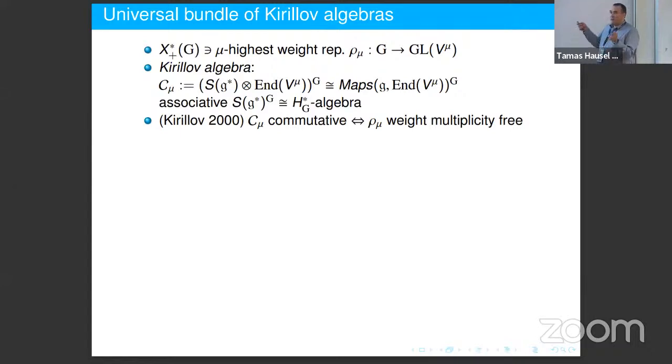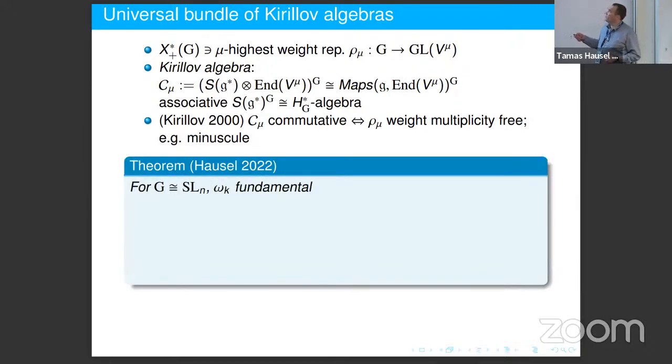Then Kirillov, one of his first theorems when he introduced this in 2000, is that this is commutative if and only if the representation is weight multiplicity free, when all the weights have multiplicity 1. In particular, when they are minuscule. So just like in our case, we have the minuscule representation, the k-th fundamental representation. And then you can use this Kirillov algebra to build what I call a universal bundle of algebra structure of the universal Higgs bundle along the Hitchin section. So we had seen along the Hitchin section how the universal Higgs bundle looks. It's given by this companion matrix.